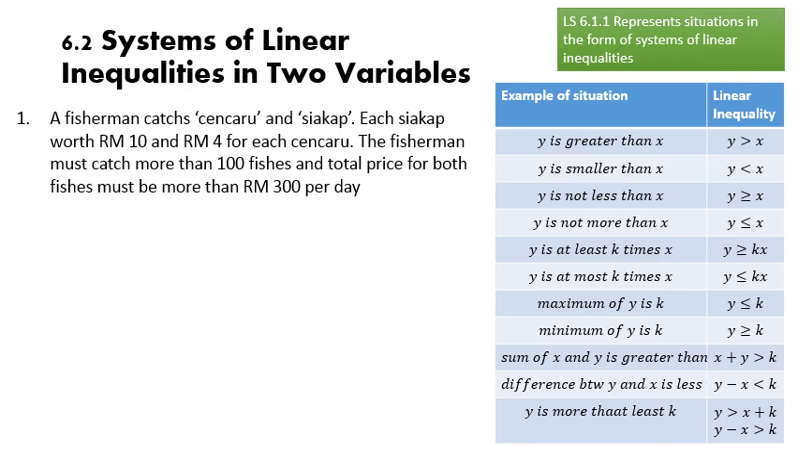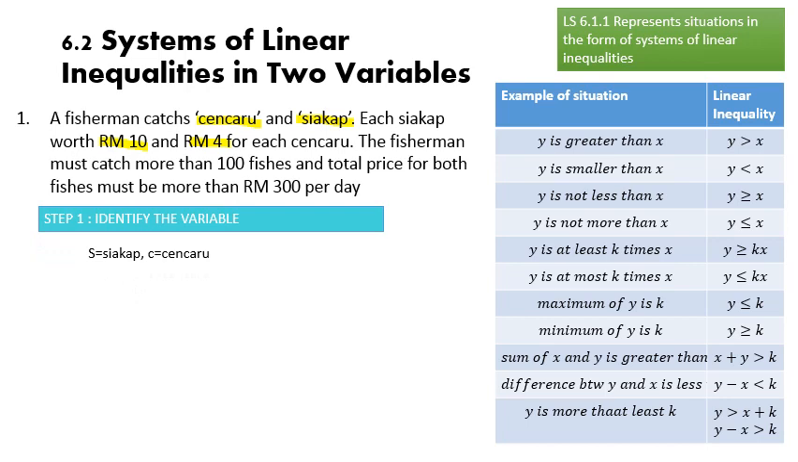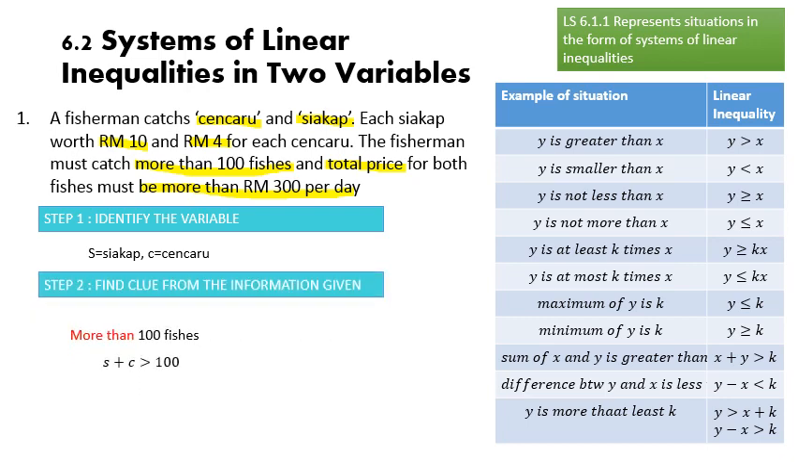So a fisherman catch cencaru and siakap. So ada dua unknown, cencaru and siakap. So harga dia cencaru Rm10 and siakap Rm4. Okay, the fisherman must catch more than 100 fishes, and the total price for both must be more than 300 per day. Okay, so unknown kita siakap dan cencaru. So the clue adalah perkataan more than 100 fishes. So maksudnya S plus C is greater than 100.